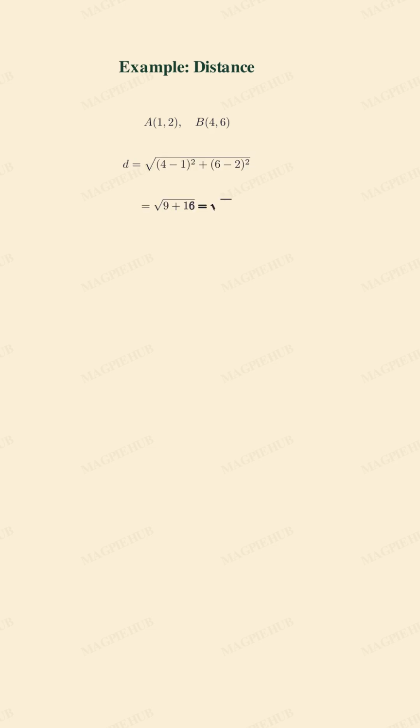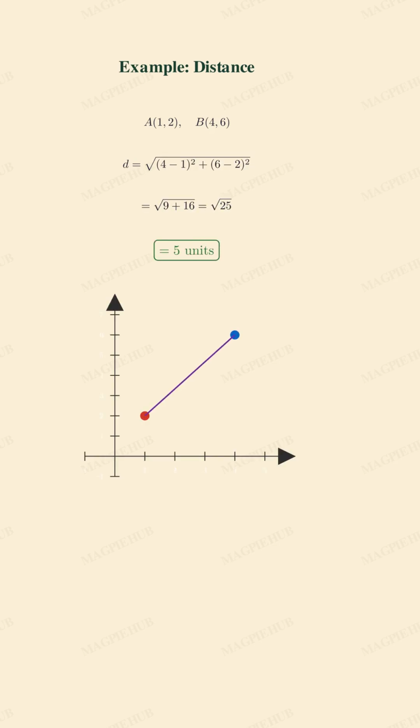Example, find the distance between A at 1, 2 and B at 4, 6. Apply the formula, square root of 4 minus 1 whole squared plus 6 minus 2 whole squared. That gives square root of 9 plus 16, which is square root of 25, equals 5 units. The distance is 5.